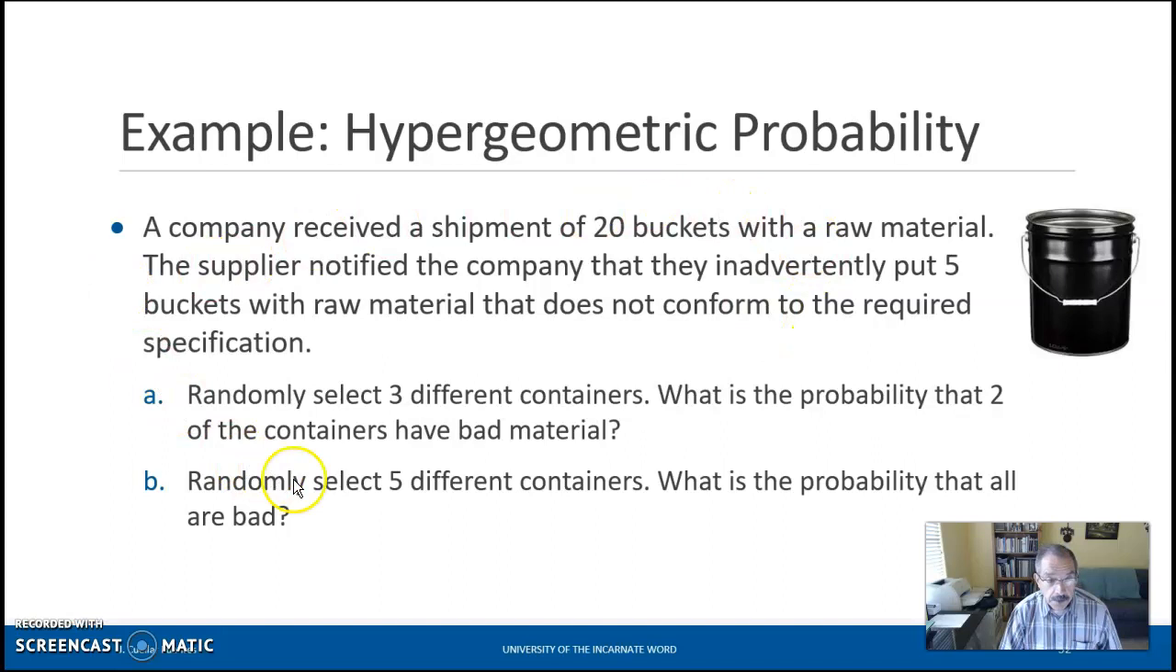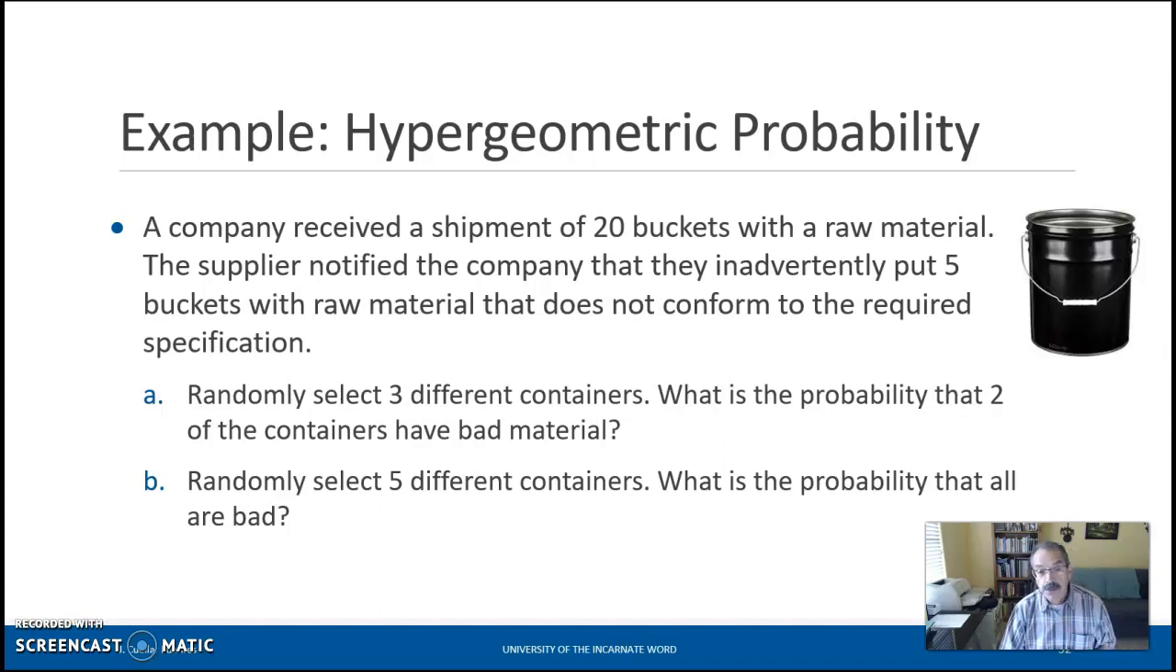Again, this is the same example as before. The population has 20 buckets, so capital N is 20. We have 5 defectives in this population, so little r is 5. Now, in the first part of this problem, the technician selects 3 different buckets or containers, and she's looking for 2 of the containers having bad material. So in this case, lowercase n is 3 and x is 2. In part B, we're now selecting 5 containers and we're looking for all of them being bad. So in this case, lowercase n is 5 and x is 5.